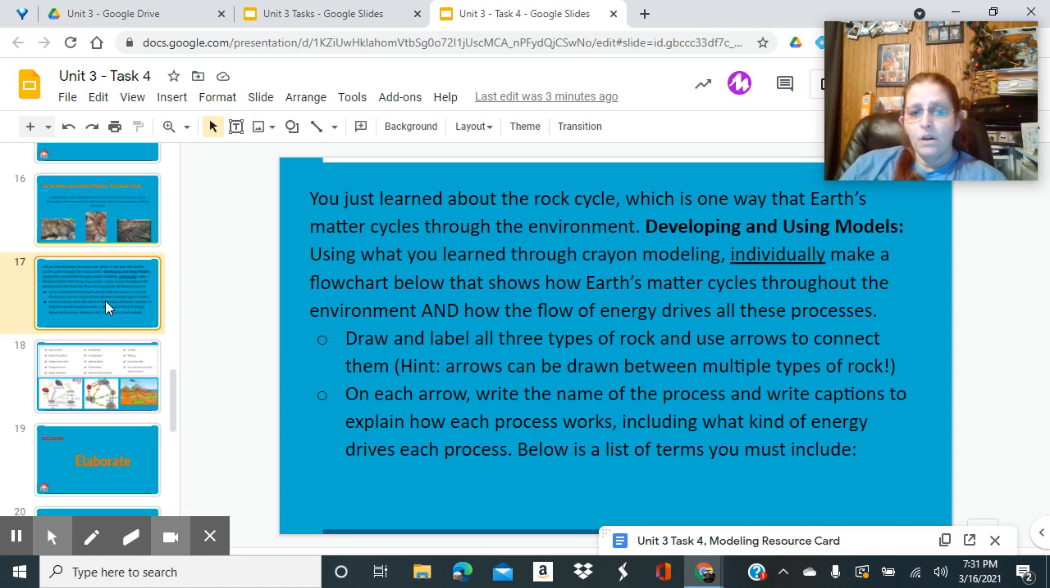Now, on each arrow, you need to tell me what the process is, what's happening to create that type of rock. You're going to explain how that process is working, what kind of energy is included in that process. So exactly like what we did with the rock cycle flow chart, only this time you're going to make your own.